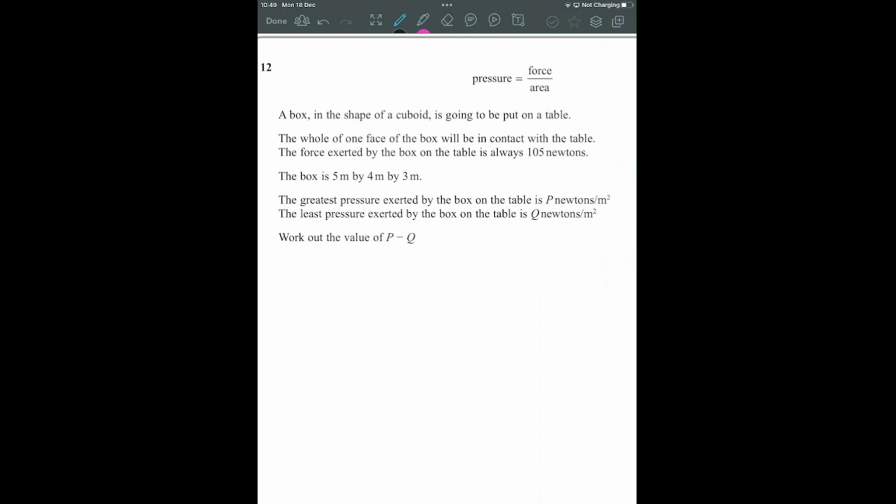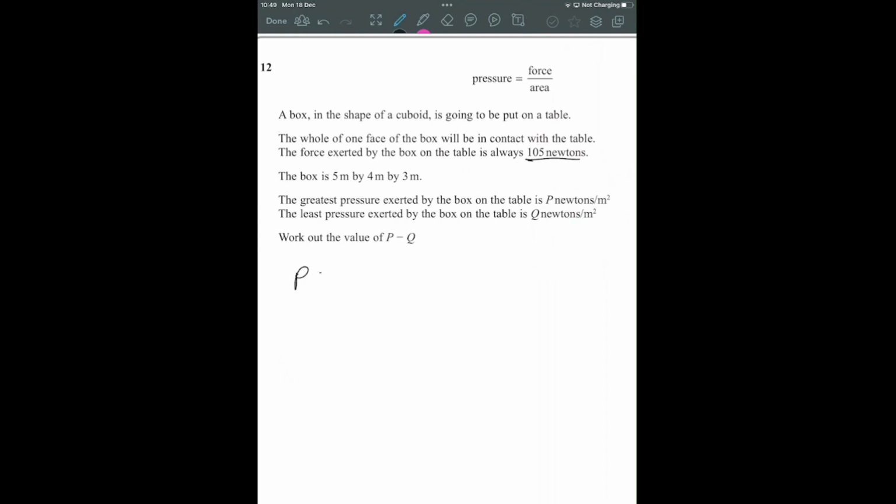Question 12. Pressure is force over area. No doubt I'm going to need to use that. A box in the shape of a cuboid is put on the table. The whole of one face will be in contact. The force exerted by the box is always 105. The box has those dimensions. Okay, the greatest pressure is P and the least pressure is Q, and we want to work out the difference.